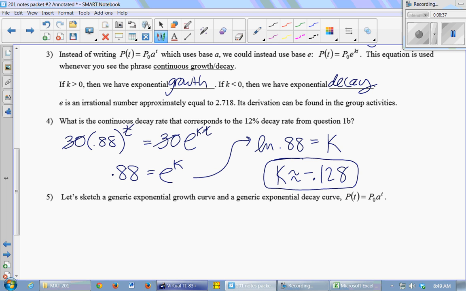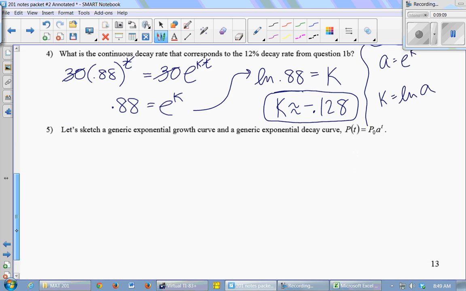Nope, k is the ln of a. K is always going to be the ln of your base. And a is always going to be e to the k. So if you want a little shortcut, a is always equal to e to the k, and k is equal to the ln of a. But you don't have to remember that because you can always just write out like what we did here and figure out what a or k has to be. Maybe you're thinking of something else.